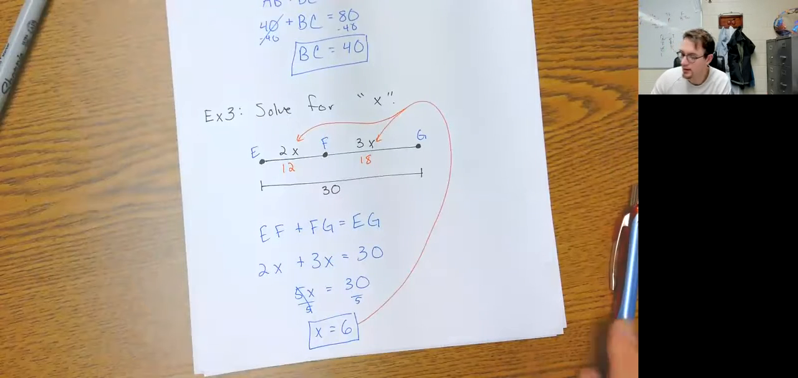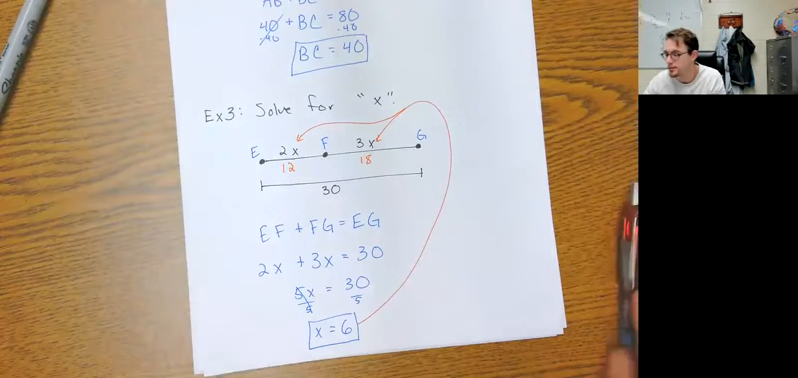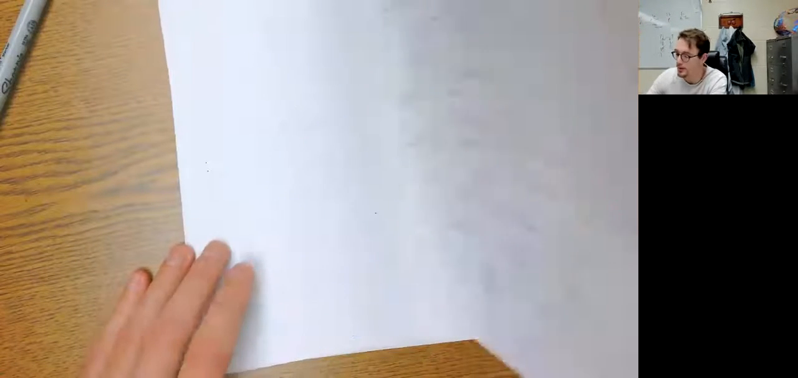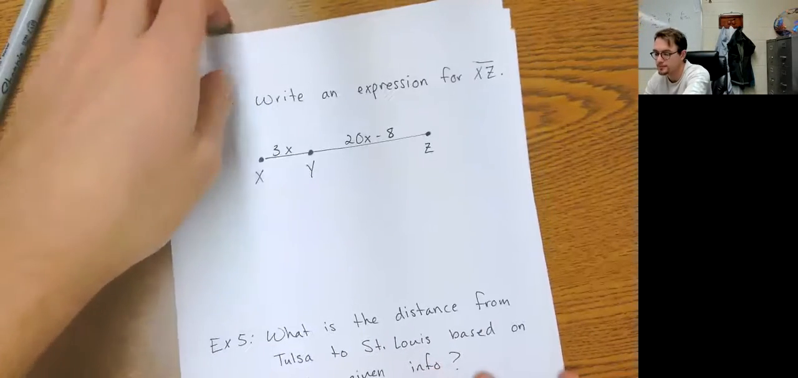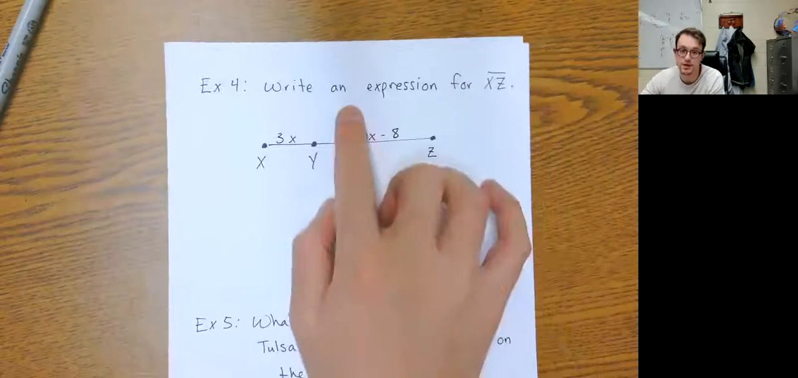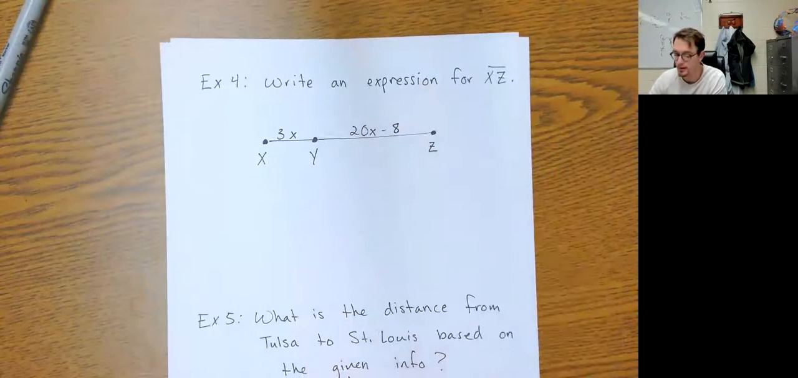Okay. So I grab the mouse like that, that's how I move it. Okay, grab the next piece of paper. Now this one, example 4, is not even going to have you solve anything. This one wants you to just write the expression for XZ.